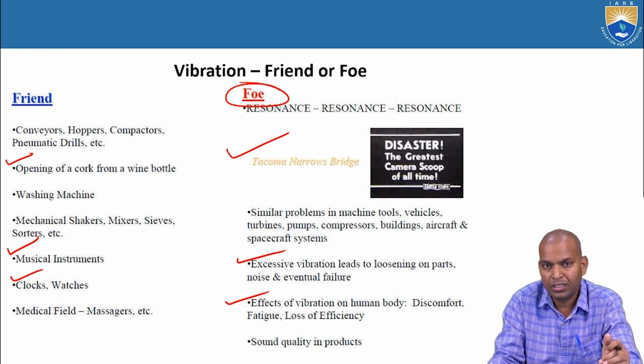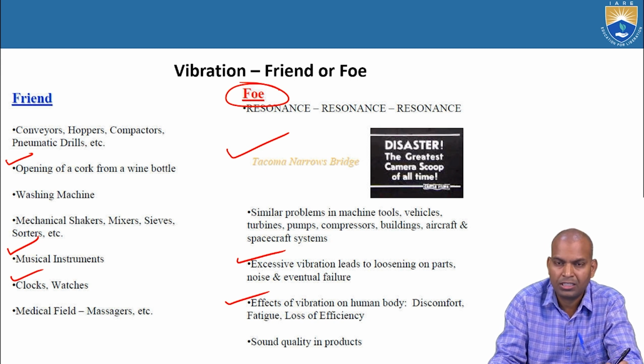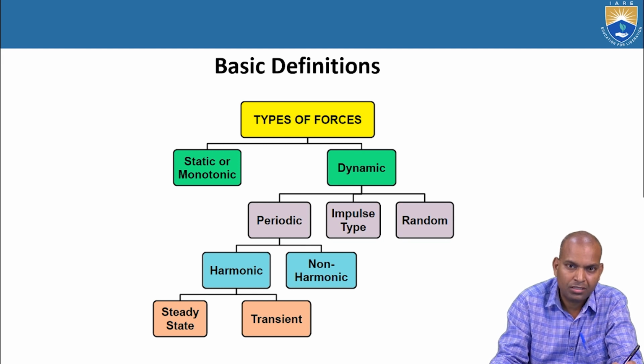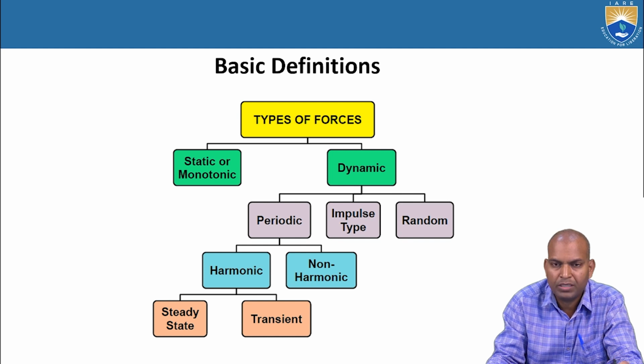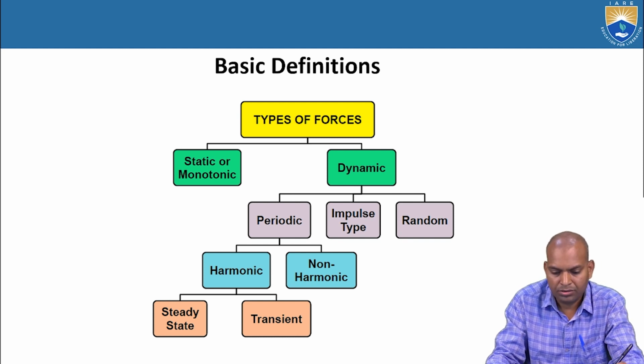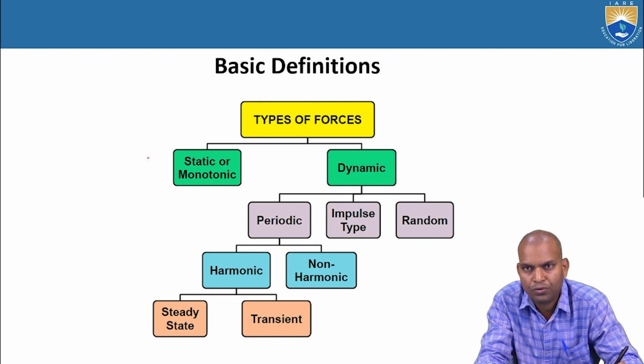When it works in resonance phenomena, it is a foe condition. So vibrations are friend, but they are also foe. That's why we have to choose where to be. Now there are different types of forces.